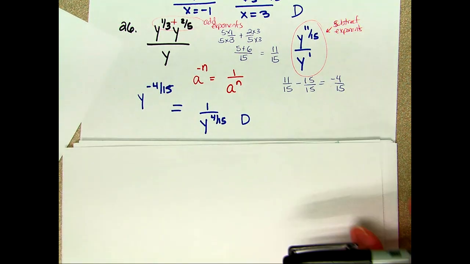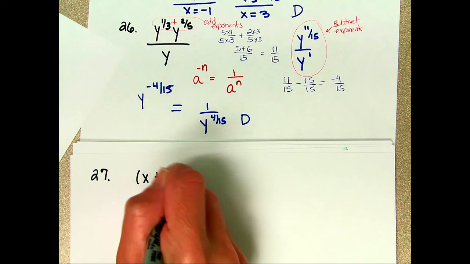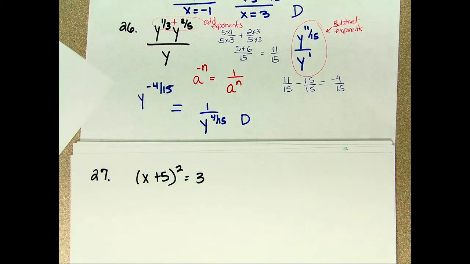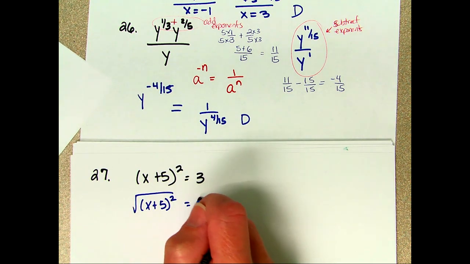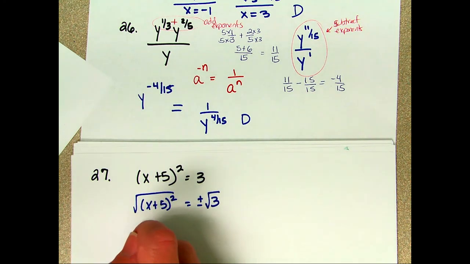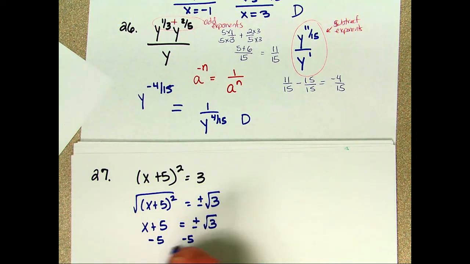Number 27. x plus 5 squared equals 3. Solving a quadratic, it's set up to use the square root property. You take the square root of both sides. The square root of x plus 5 quantity squared, and the square root of 3, plus or minus the square root of 3. The square root of a term that's squared, they're opposite operations, they cancel each other out. You have x plus 5 equals plus or minus radical 3. To solve for x, you subtract 5 on both sides. x equals negative 5 plus or minus the square root of 3. Or it can be written as x equals negative 5 plus radical 3, x equals negative 5 minus radical 3. The answer for number 27 is D.